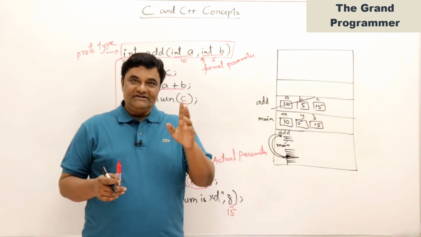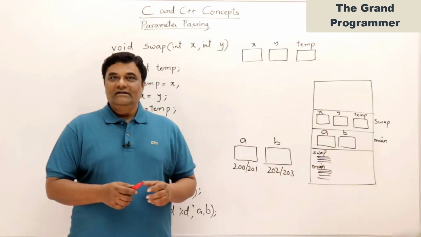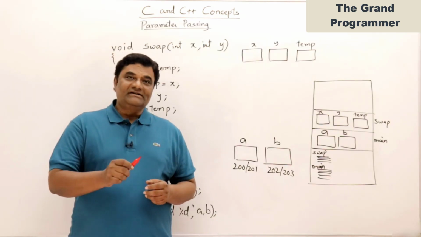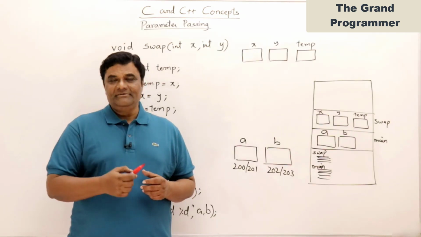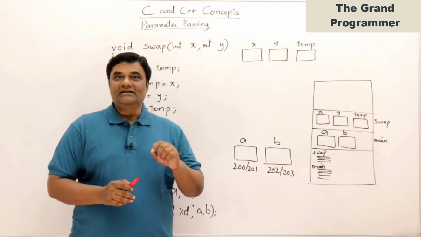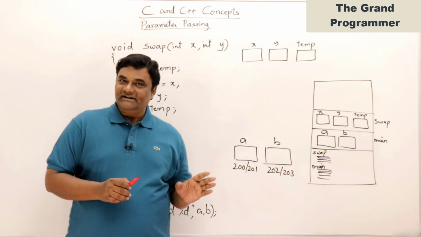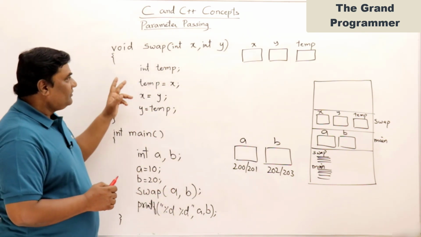So the 3 methods, we will see them together by taking some simple example. In this video I will explain parameter passing methods. There are 3 parameter passing methods: pass by value, pass by address and pass by reference. So for explaining all 3, I have taken one simple example, that is swapping of 2 numbers.